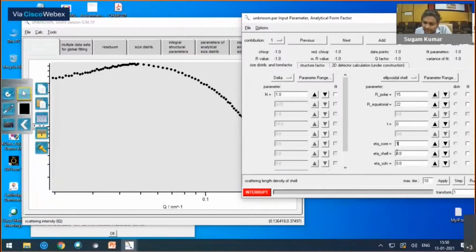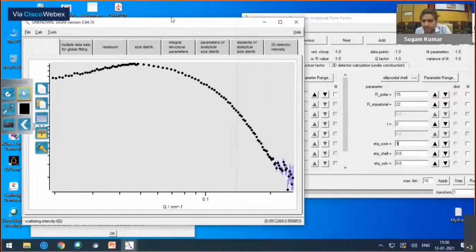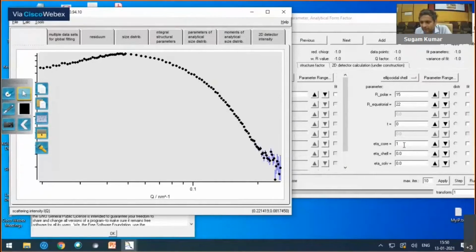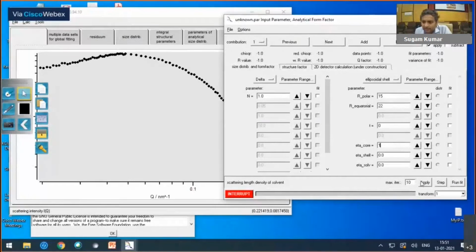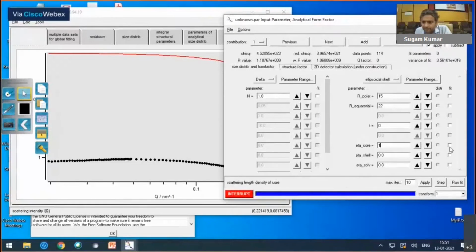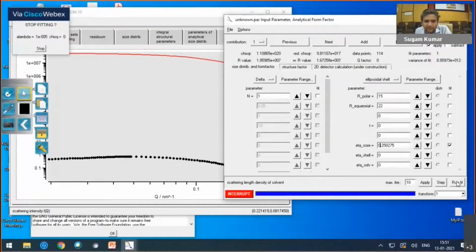You can put actual values also, or it can be used as a scaling parameter if this is a uniform scattering length density distribution. Apply. I will simply run it.